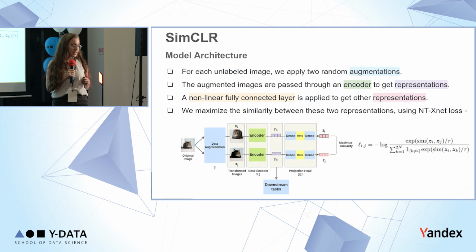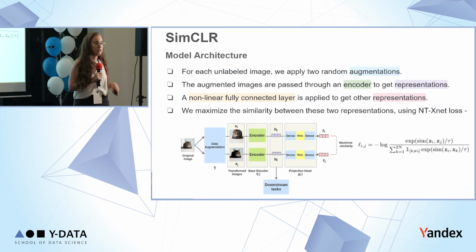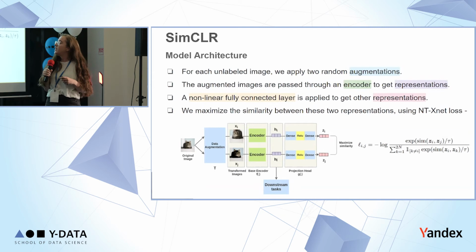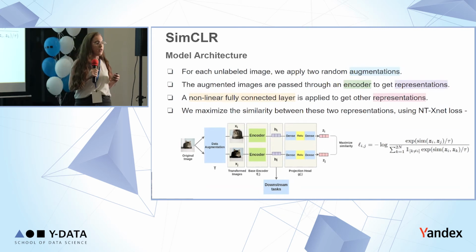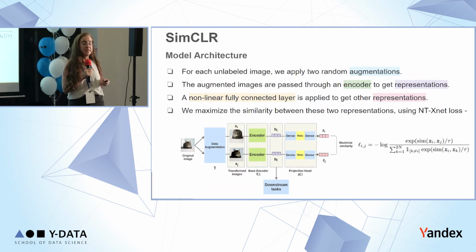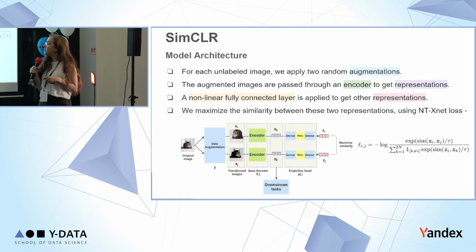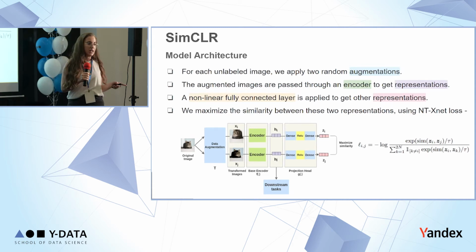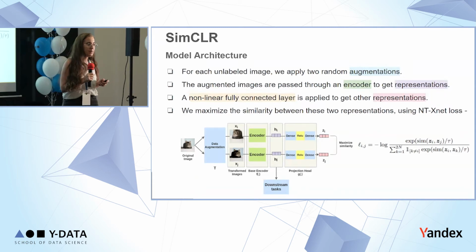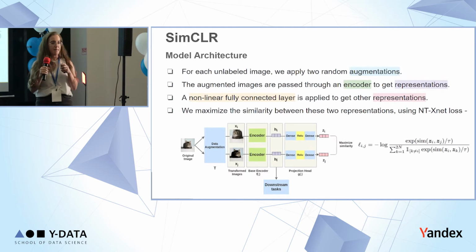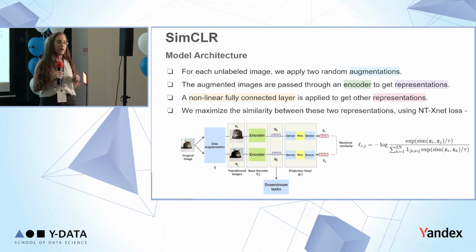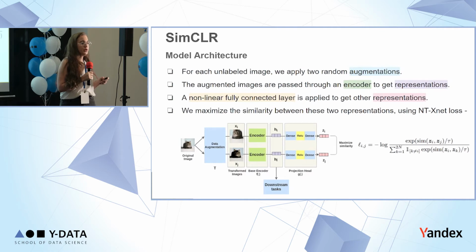In the pre-training stage, we use only the unlabeled data. For each unlabeled image, we apply 2 random data augmentations. We pass them through an encoder and then through a projection head to get representations. And finally, we maximize the similarity between them using this loss, where tau, the temperature, is a hyperparameter. In the fine-tuning stage, we use only the labeled data. We extract its embeddings from the pre-trained encoder, and then we use them to fine-tune a linear classifier on the downstream task.